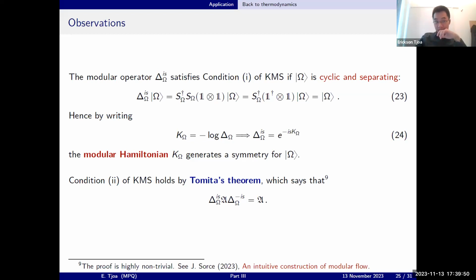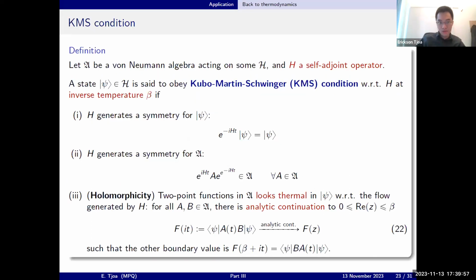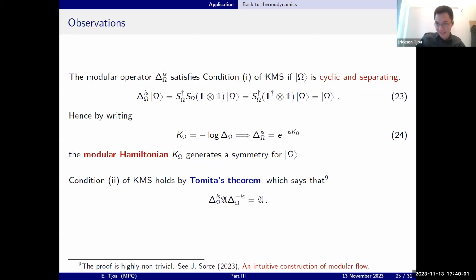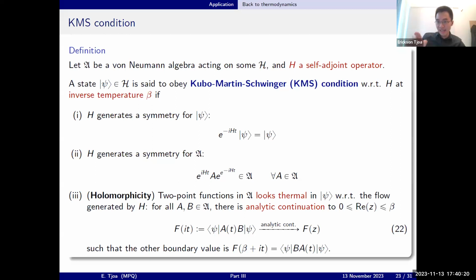So you can actually check that the modular operator, raised to the power of i times t, satisfies condition 1, which is that it generates the symmetry of the state, if and only if the state is cyclic and separating. So you can just try by direct computation that it is true. And therefore, you can now take the minus log and define the modular Hamiltonian, and you now say that K generates a symmetry for omega. So now you see that in the KMS condition, that H is going to be replaced by the modular Hamiltonian.